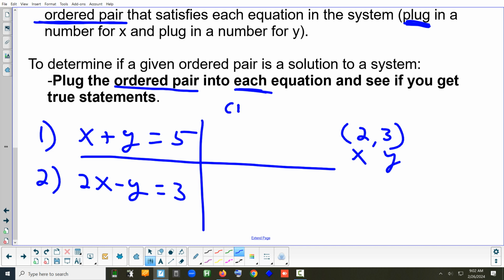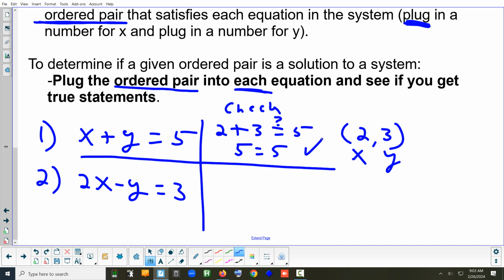So let's just check it off to the side. What are we filling in for x? 2. And what are we filling in for y? 3. I'm going to put a question mark. And what's it supposed to equal? 5. Okay, let's check. What's 2 plus 3? 5. Does 5 equal 5? Yeah, so that's true. So that means the coordinate works in the top one, but it has to work in the bottom one as well. Let's check that one.